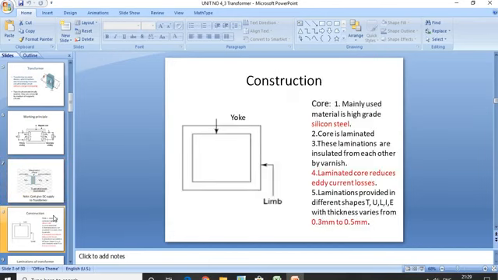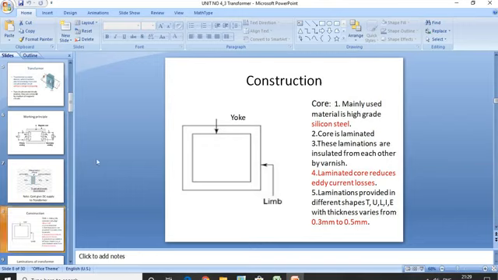Next is the construction. Transformer has two parts, core and winding. In the case of core, the material which is used is high grade silicon steel. Due to this material, hysteresis loss can be reduced.